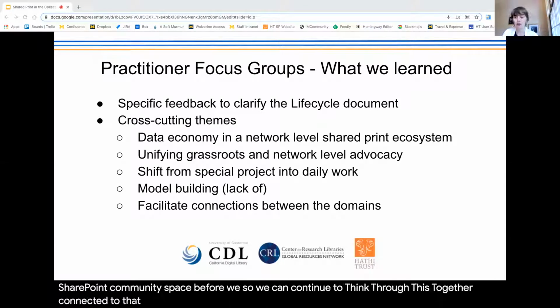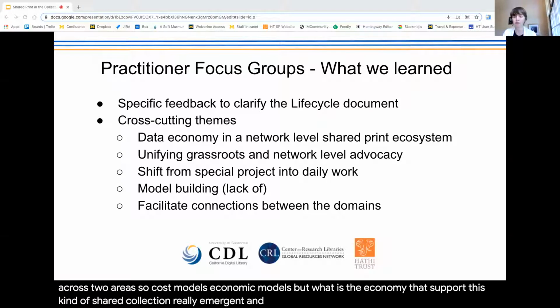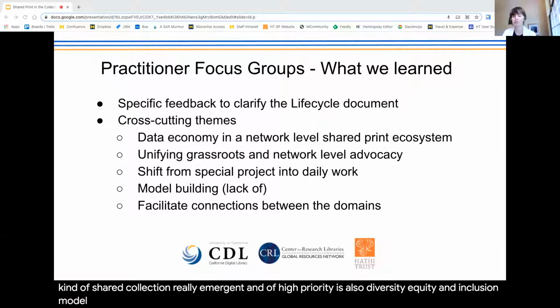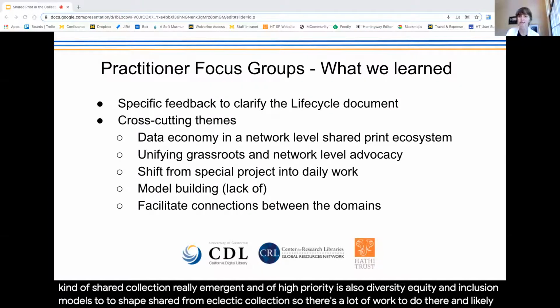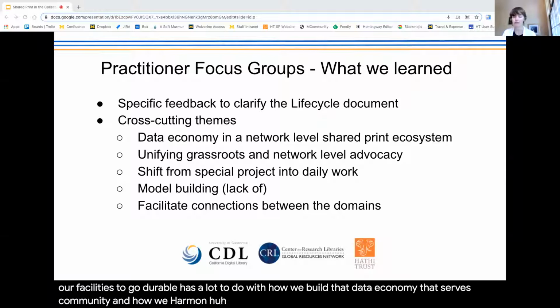Connected to that is the cross-cutting theme that we still lack capacity for easy model building across key areas. So cost models, economic models, what is the economy that supports this kind of shared collection? Newly emergent and of high priority is also diversity, equity, and inclusion models to shape shared print and collective collections. So there's a lot of work to do there, and likely our facility to build models has a lot to do with how we build that data economy that serves community needs and how we harmonize the various levels of efforts, as mentioned in previous themes I've gone over here.